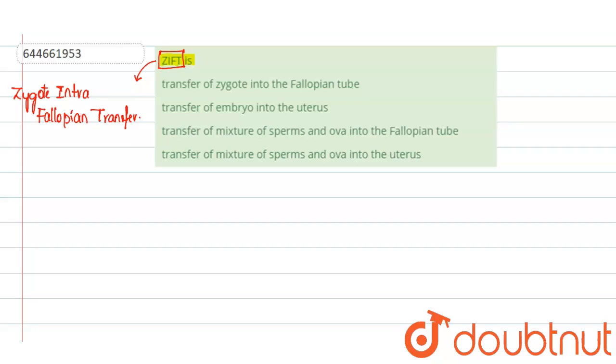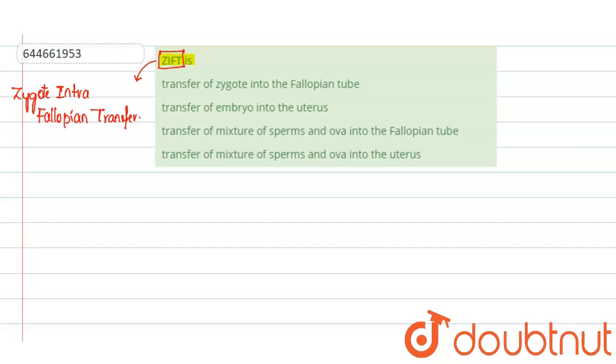So in the cases where the fallopian tube cannot provide an environment for fertilization. Fertilization is nothing but the fusion of egg and the sperm. So if there is no fusion of the gametes, then there will be no fertilization. If there is no fertilization, there will be no zygote. So in the cases where the fallopian tube is blocked, or prevents the normal binding of the sperm and egg, in those cases this ZIFT technique is used.